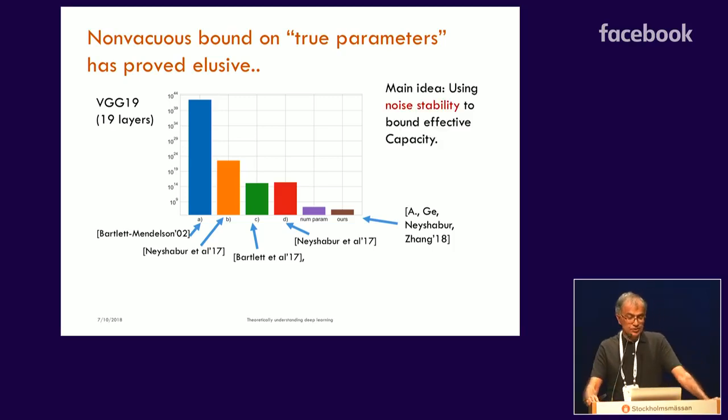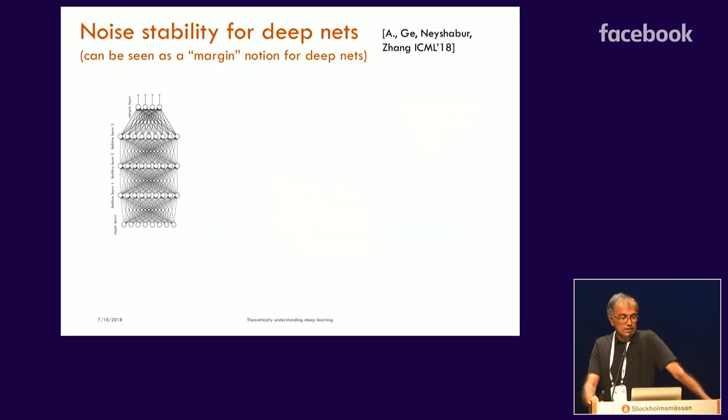So what's the idea in this new paper? You use what we call noise stability to bound effective capacity. What is this noise stability notion? You can think of it as a margin notion. Margin for a linear classifier means that you can jiggle the classifier a lot and it still classifies correctly. So it's a similar notion. A flat minimum is also a similar notion.